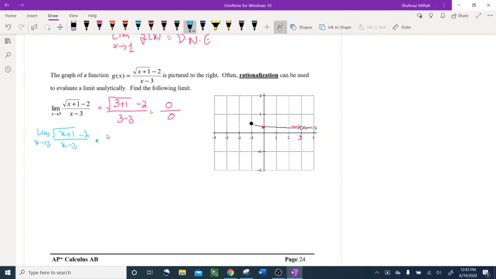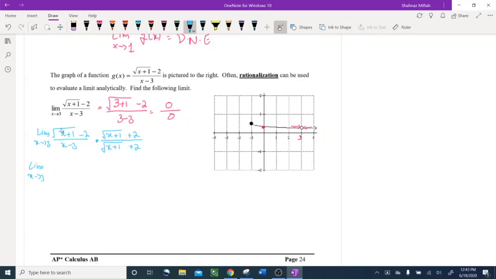This is going to change to positive. So I have square root of x plus 1 plus 2. Then I'm going to do the same thing up here. Okay, top and bottom exactly the same. That means conjugate, if you guys don't remember, in case. This is the limit x approaches 3. Now let's try and distribute.